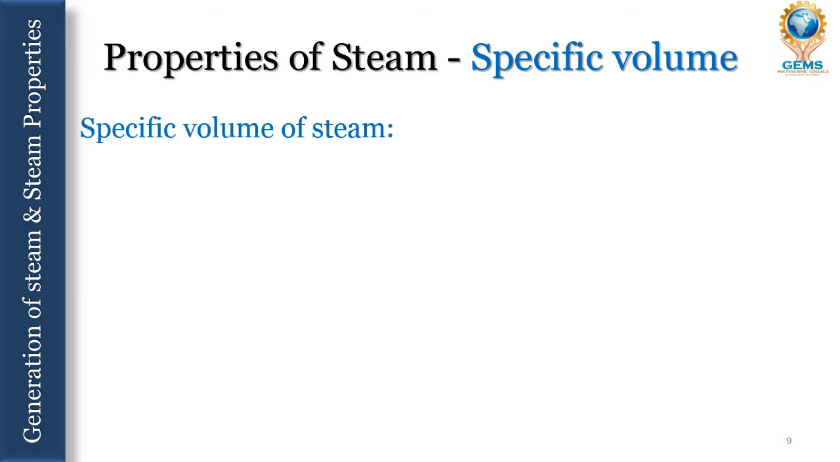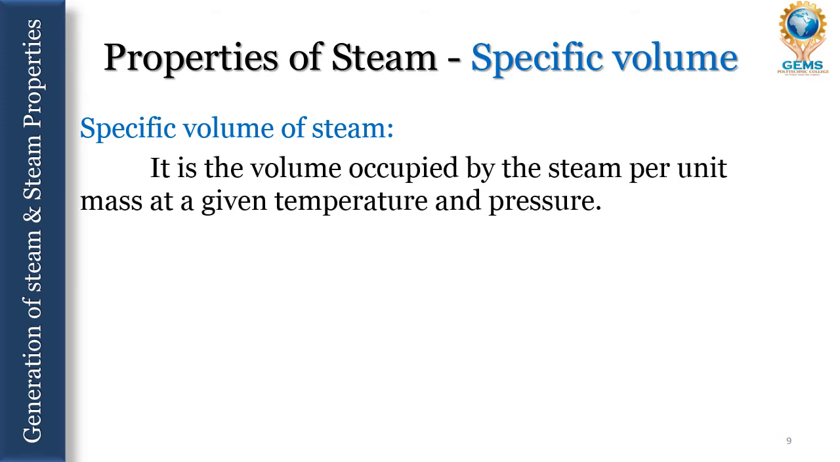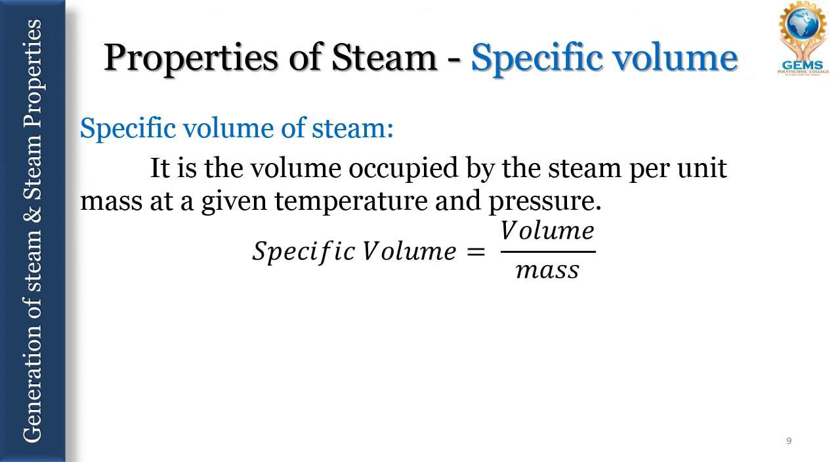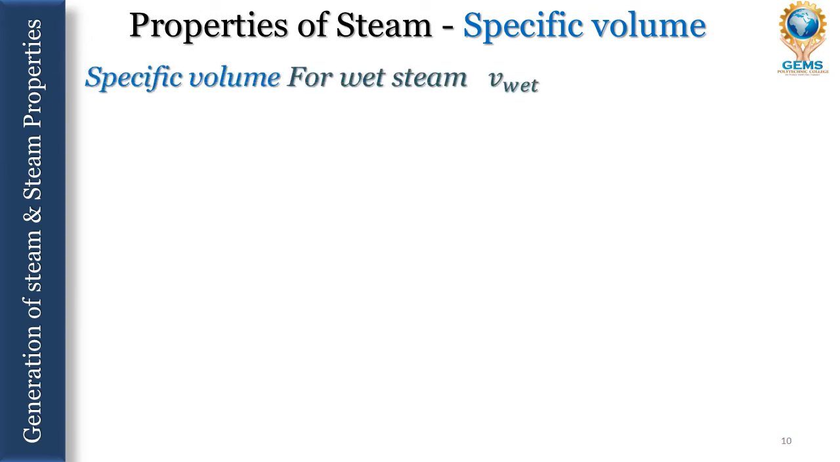The specific volume of steam is the volume occupied by the steam per unit mass at a given temperature and pressure. Specific volume is represented by volume by mass. Its unit is meter cube per kg. Now let's see the specific volume as another property of steam.